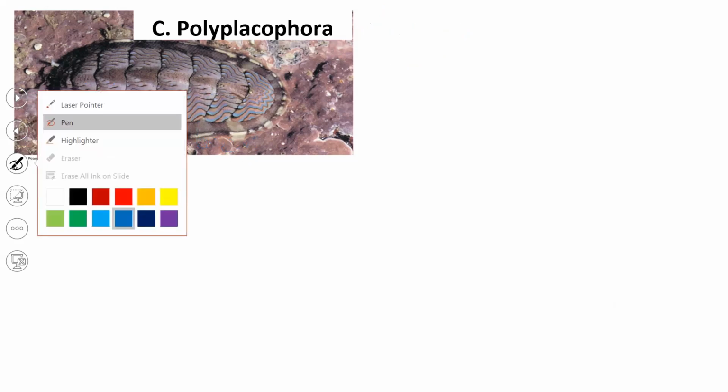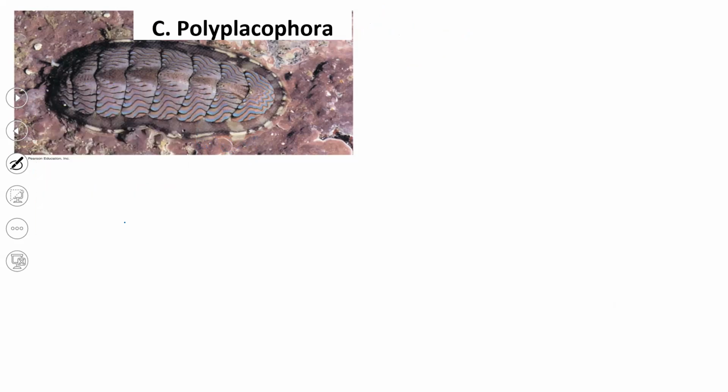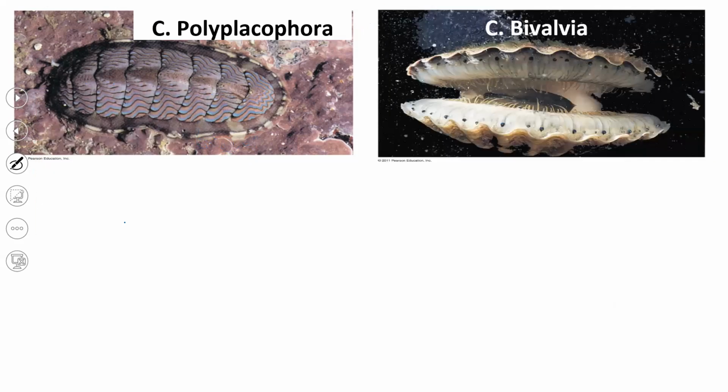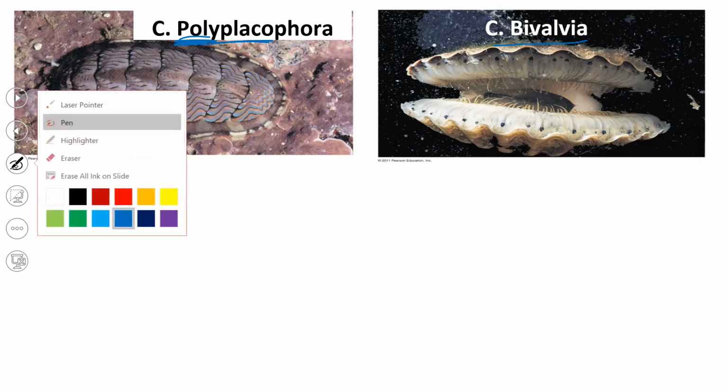Second class, Bivalvia. So Polyplacophora, sorry, going back, they have 8 shells. Poly means many. Placo is like the plates. Bivalvia, what do you think that means? 2 valves, 2 shells.